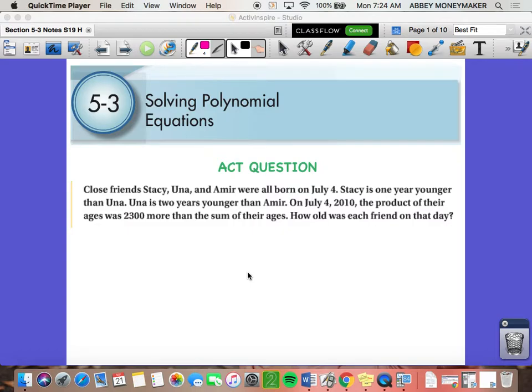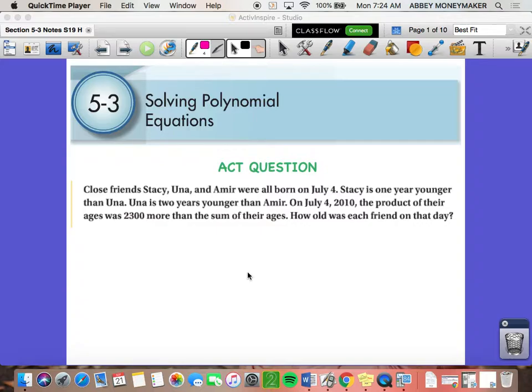Hey there, friends. Today we're going to talk about the third lesson in Module C, which is solving polynomial equations. In the last lesson, we looked at how to factor larger polynomial equations, and today we're going to talk about how do you solve them.